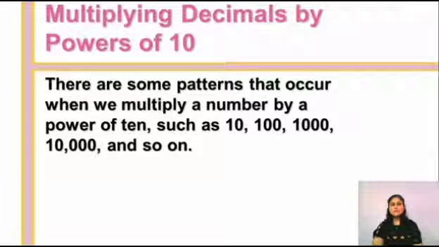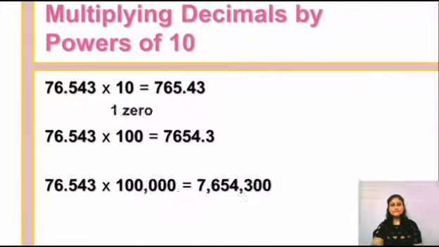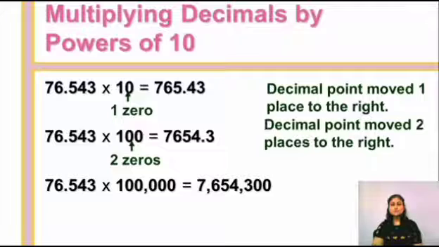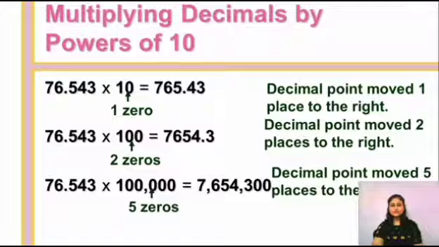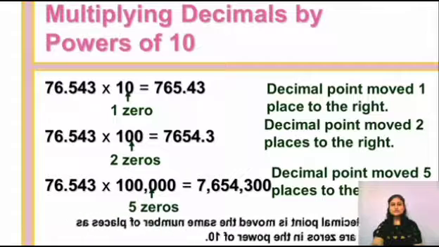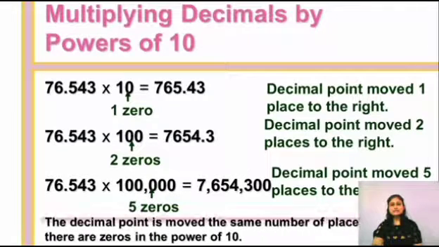Multiplying decimals by powers of 10. There are some patterns that occur when we multiply a number by a power of 10, such as 10, 100, 1000, 10,000, and so on. For example, 76.543 multiplied by 10. Here we have one zero, so we move the decimal point to the right one position. 76.543 multiplied by 100. Here we have 2 zeros, so we move the decimal point 2 digits to the right.